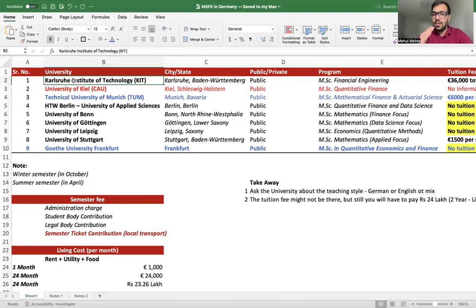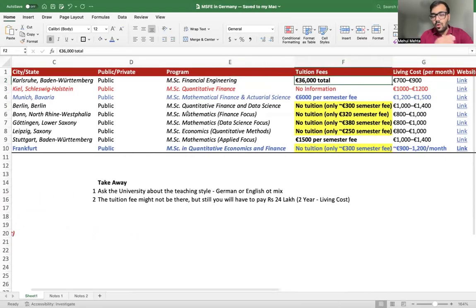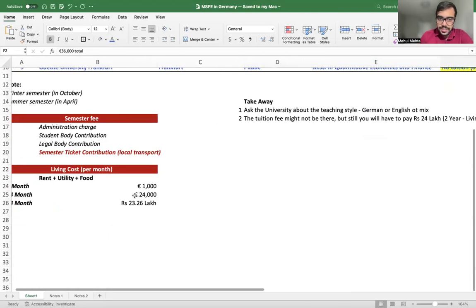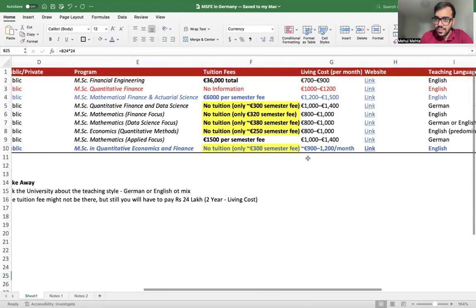KIT is an amazing university based out of Germany, and it offers a course which is Masters in Financial Engineering. But the issue is it charges a lot of money. It charges 36,000 euros. Now this is just your education cost, on top of your living cost.